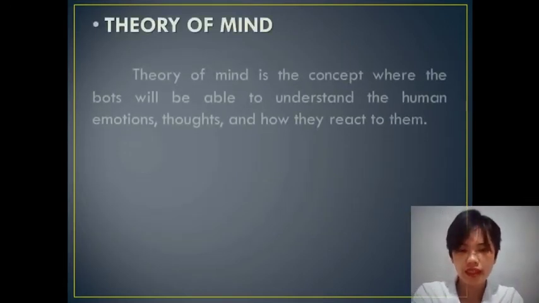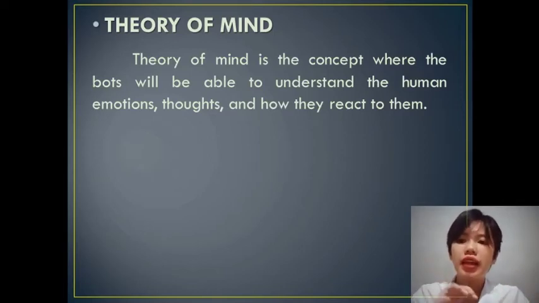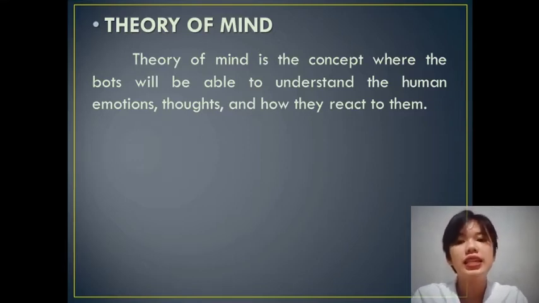Theory of mind. This is where we are, struggling to make this concept work. However, we are not there yet. Theory of mind is a concept where the bots will be able to understand human emotions, thoughts, and how to react to them. If AI empowered machines are ever to mingle with us and to move around us, understanding human behavior is imperative, and then reacting to such behaviors accordingly is the requirement.